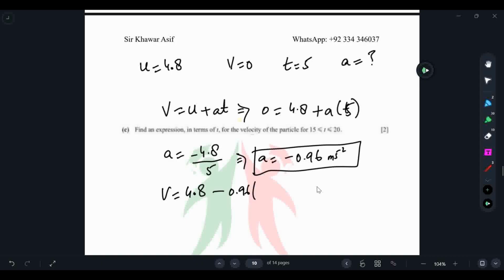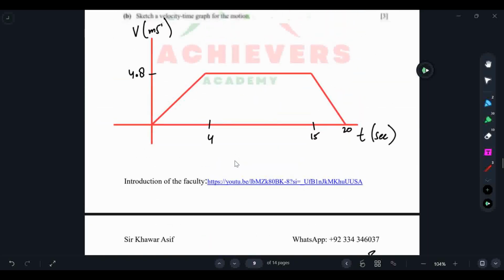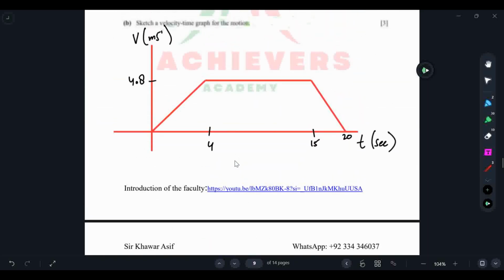So t will be, let's see, t minus 15 because we need to subtract it. So this will be the expression for the duration of 15 to t 20. The second way is there is another way to solve this question.